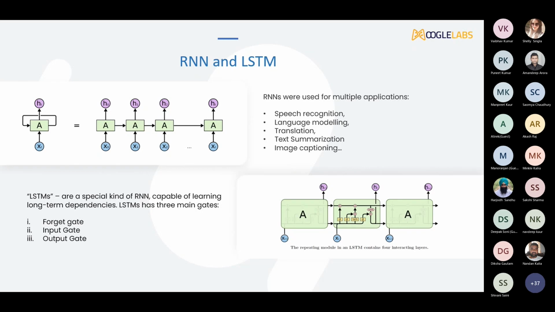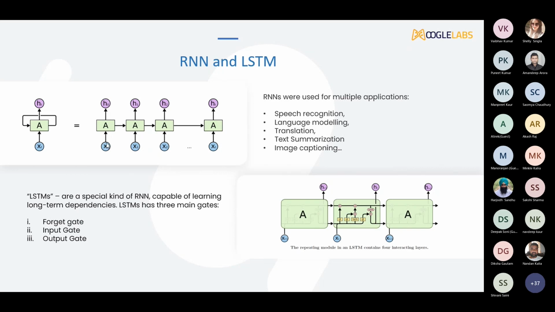But the improvement over RNNs was LSTMs. LSTMs had a different, improved kind of architecture, and they gave better results than RNNs. LSTMs are actually a special kind of RNN. The best part is that plain RNNs do not have long-term dependencies, although they retain some information about the sequence.